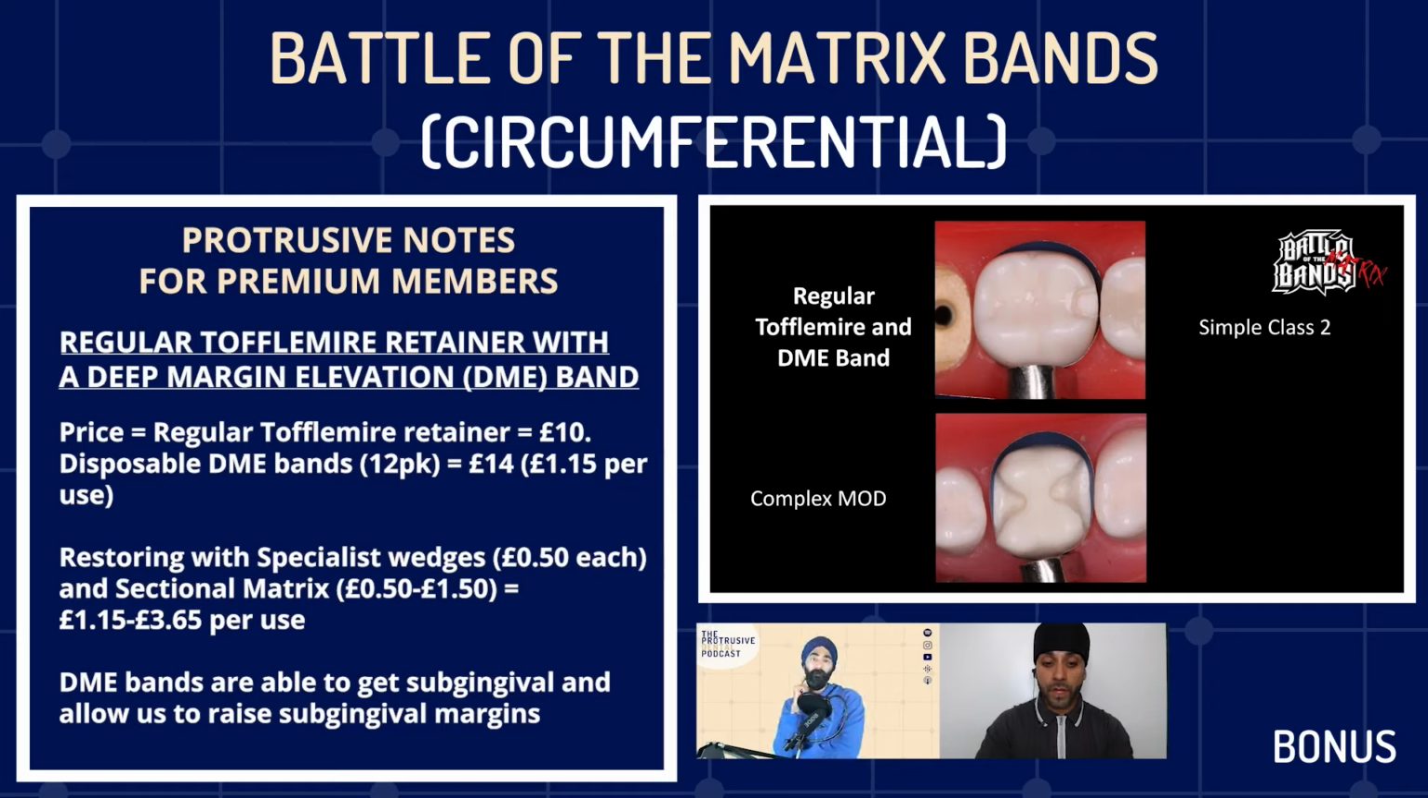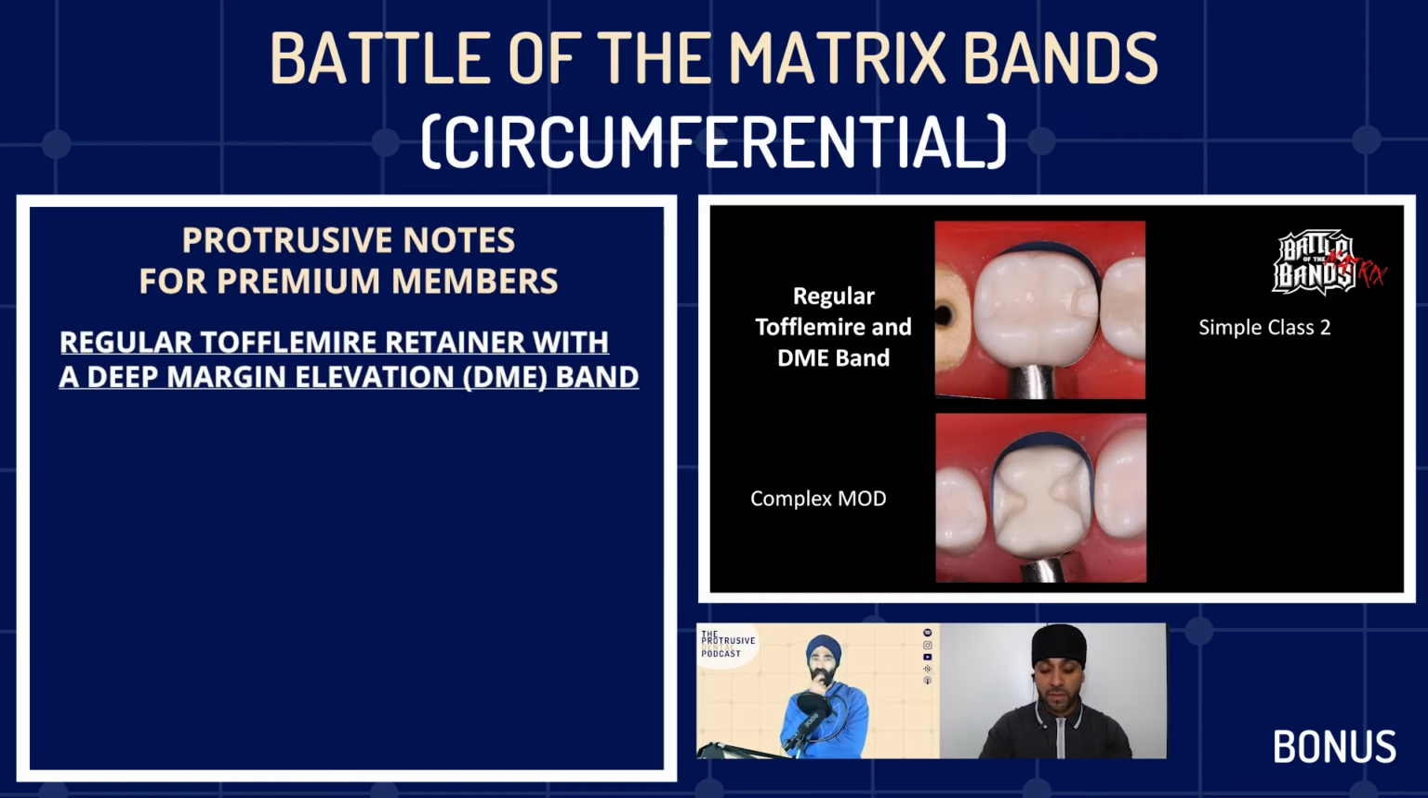Yeah, exactly. Spot on. So again, sectional prices can vary, right? From 50p to £1.50 each. But once more, wooden wedges are not really a cost that we need to worry about. But again, specialist wedges in use can, if you needed to use it for whatever reason, mean that the price range per use could range anywhere from £1.15 to £3.65, right?